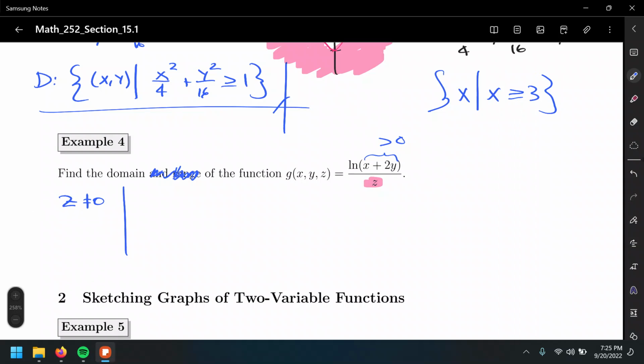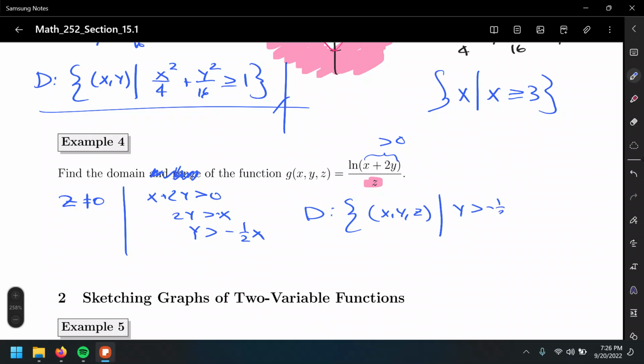In other words, x plus 2y greater than 0, and in this case you might want to solve this inequality for y: 2y greater than negative x, and y greater than negative 1/2 x. How do we express the domain in this case? Well, the domain will be not the ordered pairs, because this function is a function of 3 variables, in this case x, y, and z. So all the ordered triples such that, on the one hand, y is greater than negative 1/2 x, comma, and z cannot be 0.